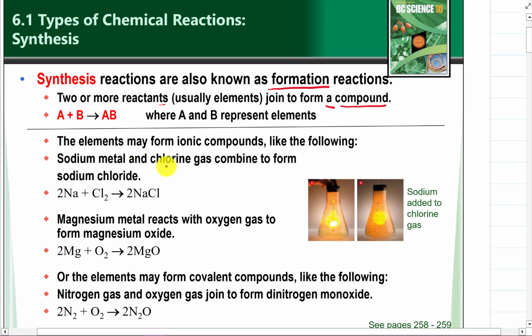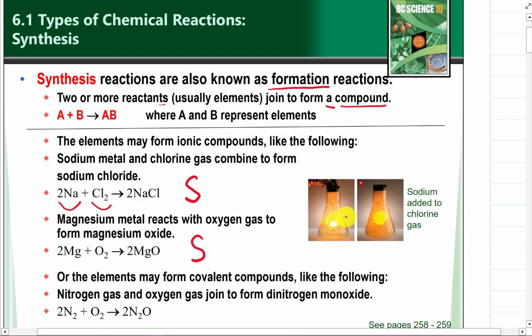The elements may form ionic compounds, like the following one. This is sodium metal and chlorine gas combining. So we have two sodiums and a chlorine gas, and it produces sodium chloride. And this is a synthesis. But it could also be a metal reacting with oxygen gas. And here we go. That is 2 magnesiums and an oxygen producing magnesium oxide. That's a synthesis.